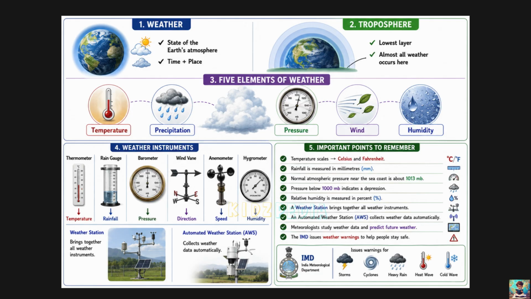In the next chapter, we will learn how weather is connected to climate and why different parts of India experience different climatic conditions.